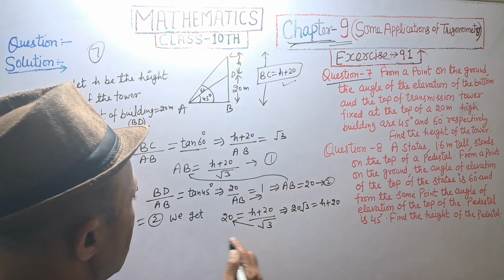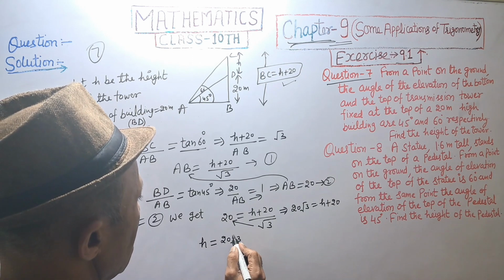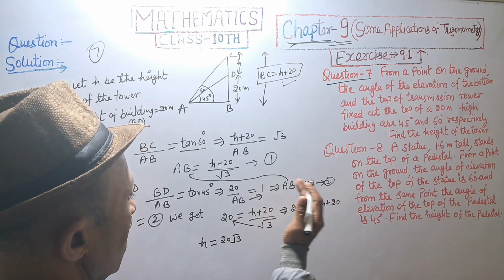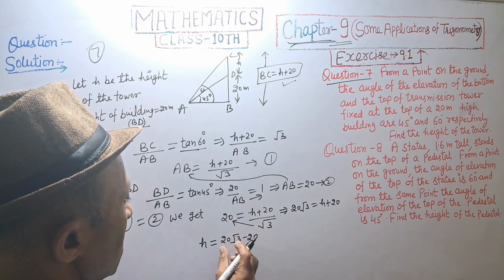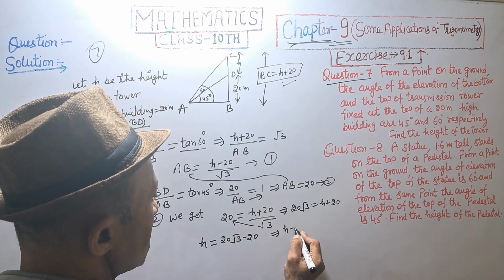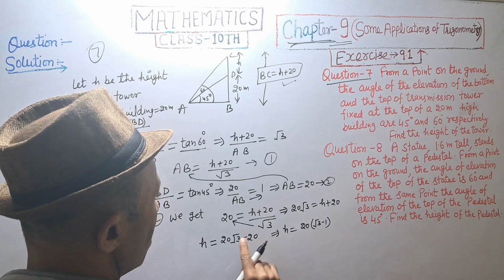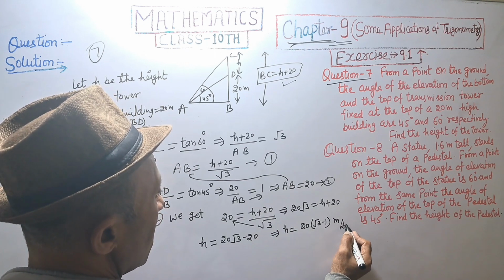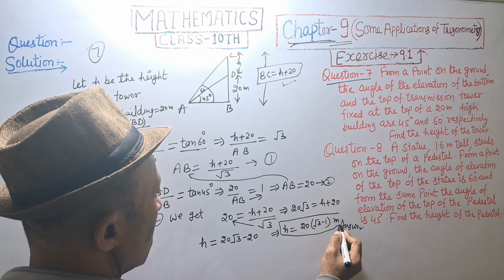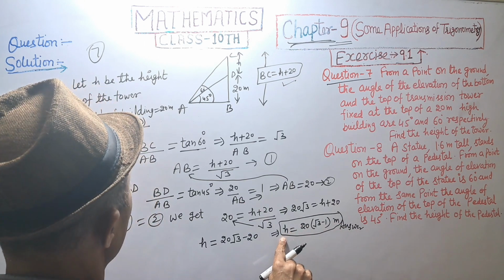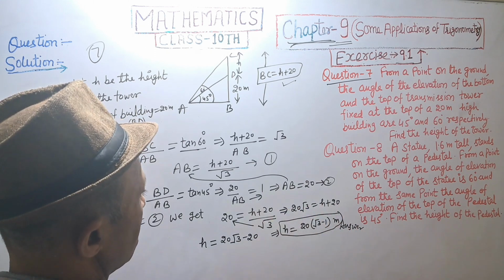Shifting 20 to the left side, h is equal to 20 root 3 minus 20. Taking 20 common, we get h is equal to 20 times root 3 minus 1 in brackets, meters. Answer. The height of the tower is equal to 20 times root 3 minus 1 meters. Answer.